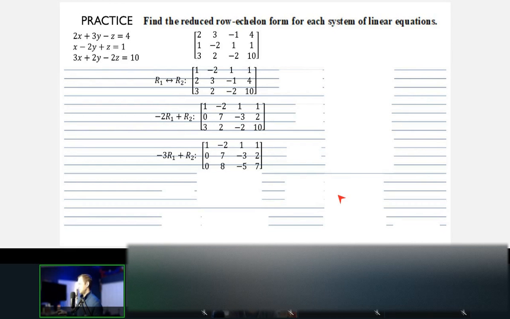So 3 times row 1 plus row 2? Yeah, you just can't do that. That's not a valid operation. Well, no, because then look what you get. If you did 3 times row 1, you get 3 times 1 is 3, and then 3 plus 0 is 3. So now we're changing this 0 to a 3. You don't want to do that. That wouldn't work. Now you're creating more work.